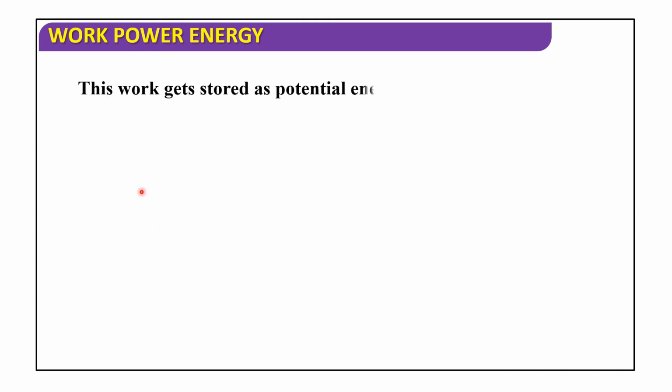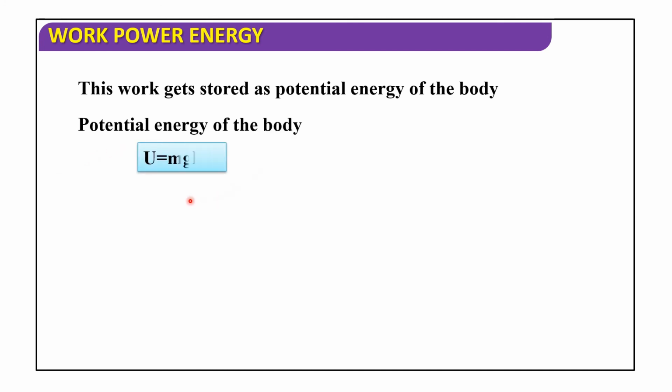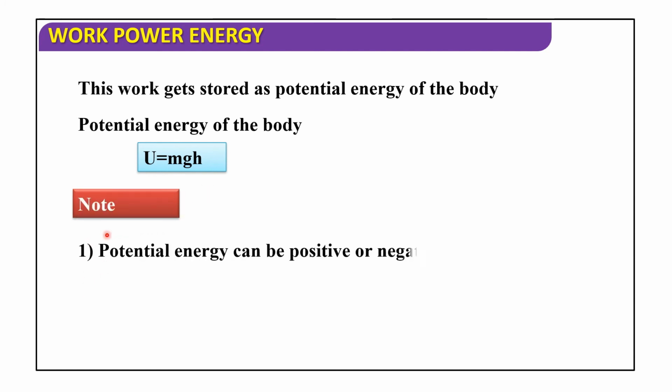This work gets stored as potential energy of the body. So stored energy is nothing but potential energy. The potential energy of the body, that is U, equals mgh. Potential energy is denoted by the letter U. So U equals mgh. First one, note: potential energy can be positive or negative.